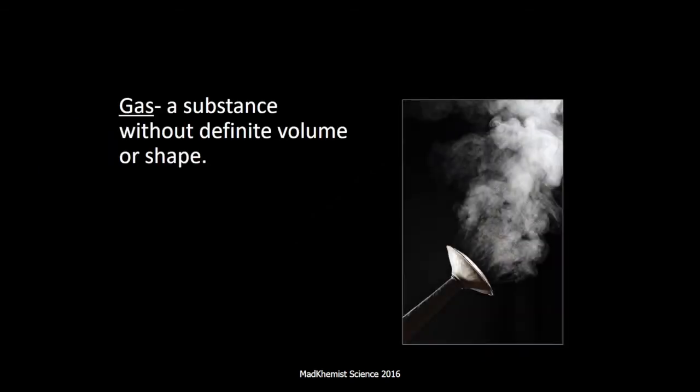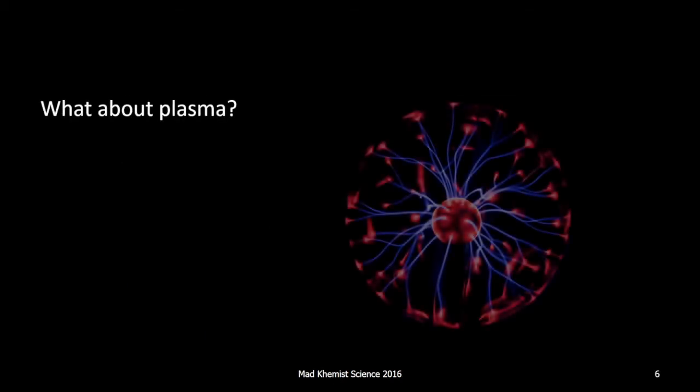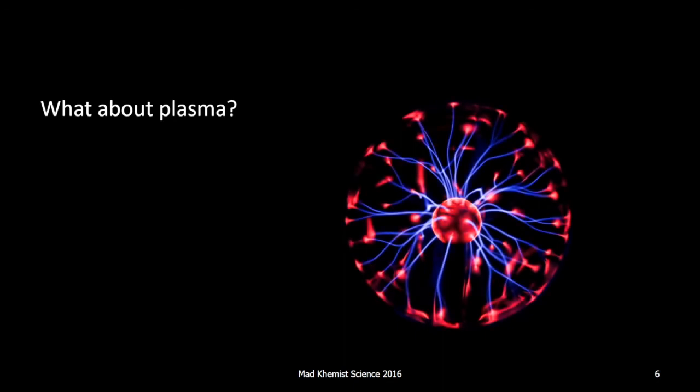That leaves us with gas. A gas is a substance without definite volume or shape. It will expand to fill its container. Water vapor, which is shown here, is a substance that is currently a gas, but is normally a liquid or solid at room temperature. So what about plasma? Yes, plasma is one of the four fundamental states of matter, but it's more in the realm of physics than in chemistry, so we're not going to pay much attention to it.